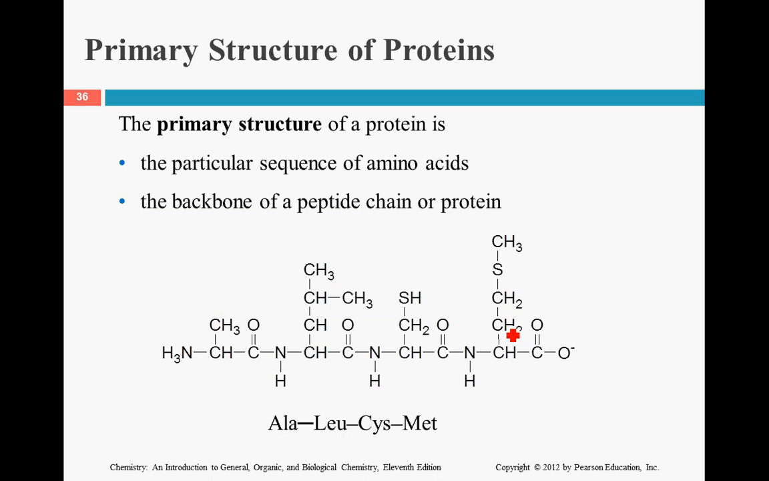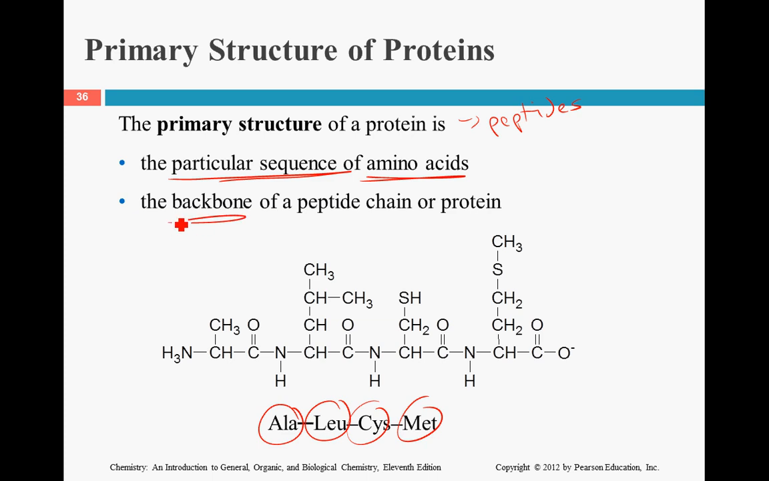So the primary structure of the protein are the peptide bonds. The peptides themselves. The linking of the amino acids. It's telling you the actual sequence of those amino acids. So notice it says that ALA is first, then LEU is second, so on and so forth. That's what the primary structure is. They call it the backbone because it's the original. It's what everything's based upon.